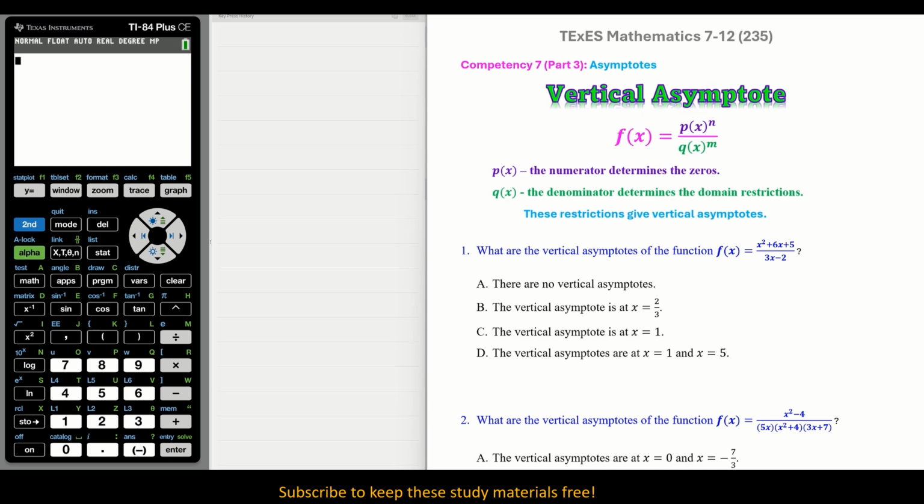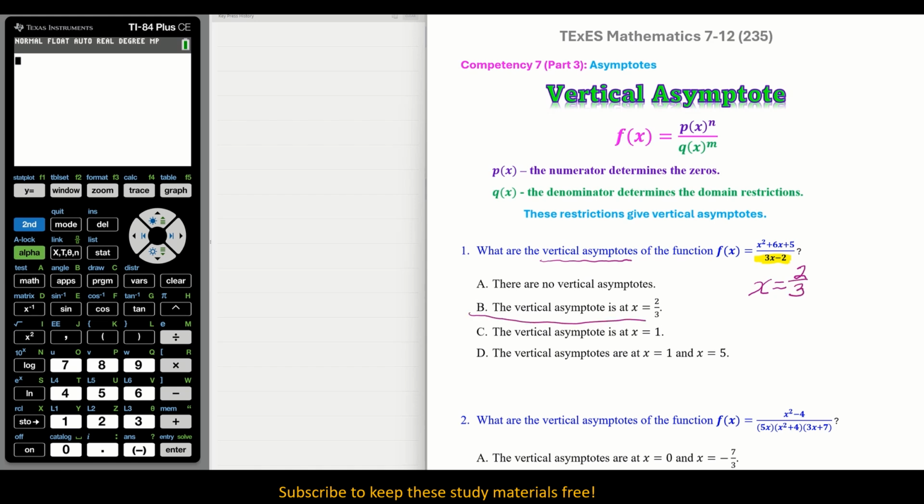Number 1, what are the vertical asymptotes for the function f of x? This is the same function we had in the prior video. And again, we will look at the denominator because we are looking for this vertical asymptote, which is the same thing as what we didn't want x to equal when we asked about the domain. So that means that x is going to equal 2/3.